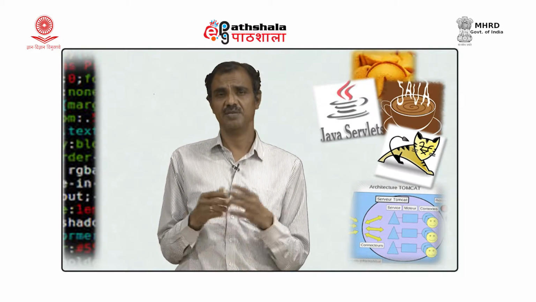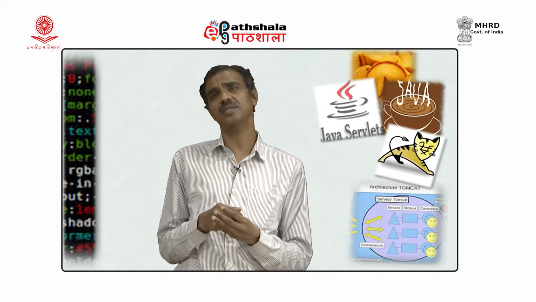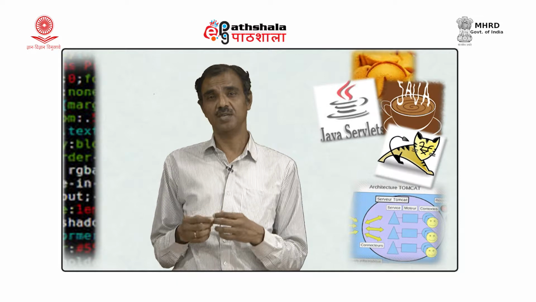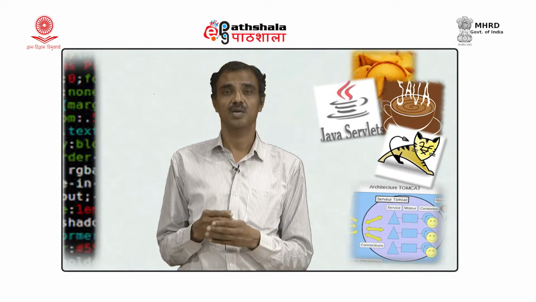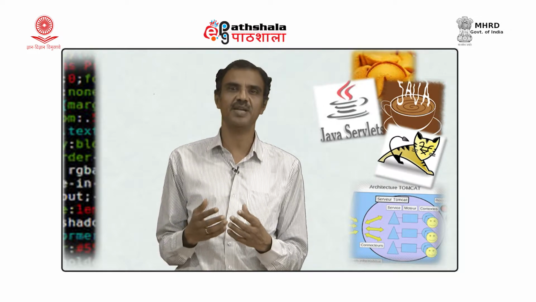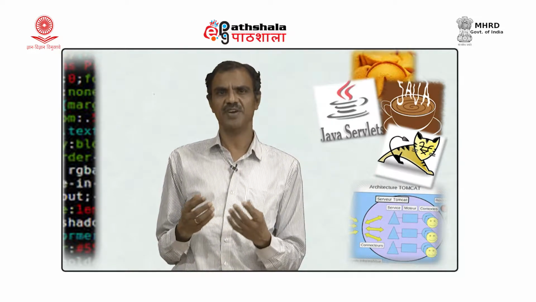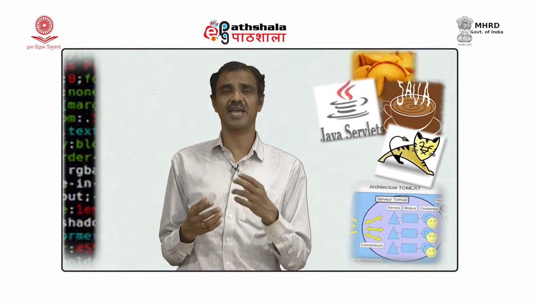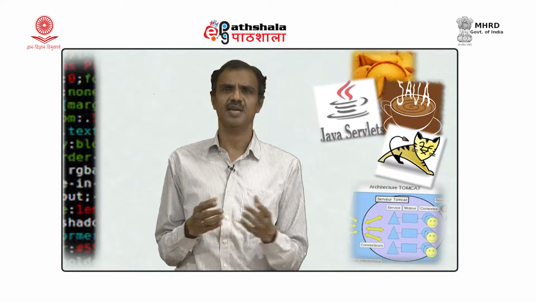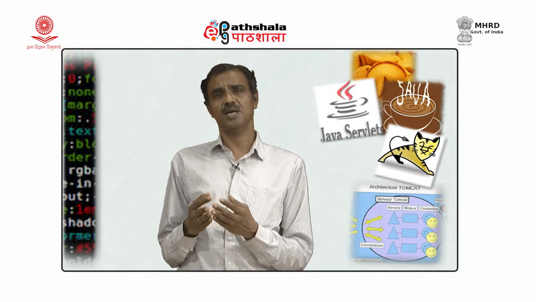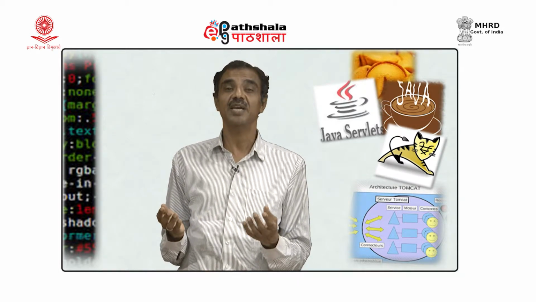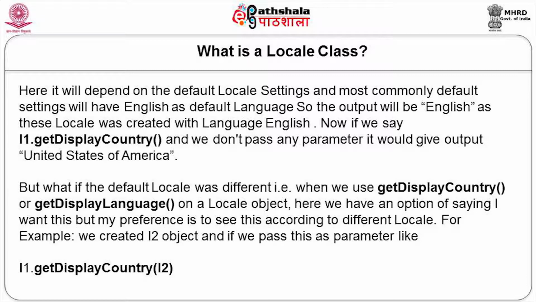Now we have interesting methods here called getDisplayCountry and getDisplayLanguage. If I call getDisplayCountry on a Locale object, it is supposed to give me the full name of the country. And if I call getDisplayLanguage, it gives me the name of the language. So, in this case, if I say L1.getDisplayCountry with no parameters, what will be the output? It depends on the user's preference. Here it would depend on the default locale setting.